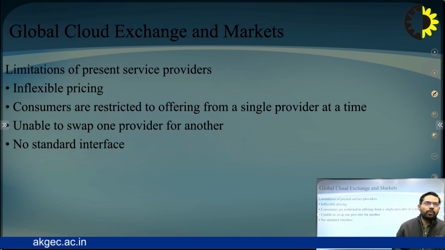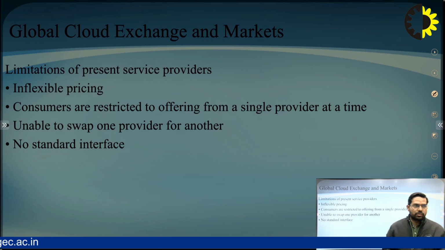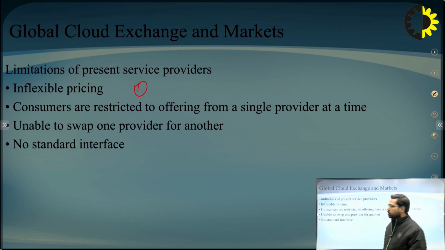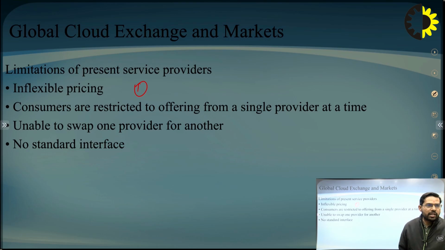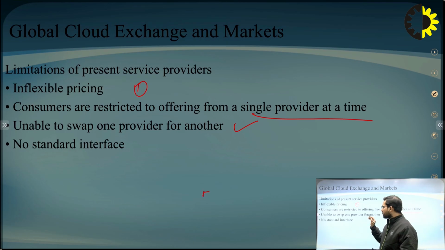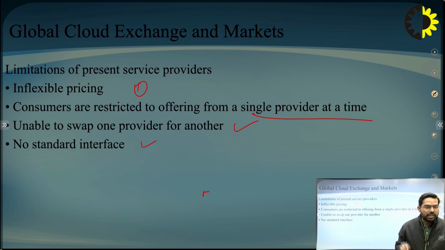So what is the global cloud exchange and market? Limitations of the present service providers: the first limitation is inflexible pricing. Consumers are restricted to a single provider at a time, unable to swap one provider for another, and there are no standard interfaces. So these are the basic limitations of the present service providers.